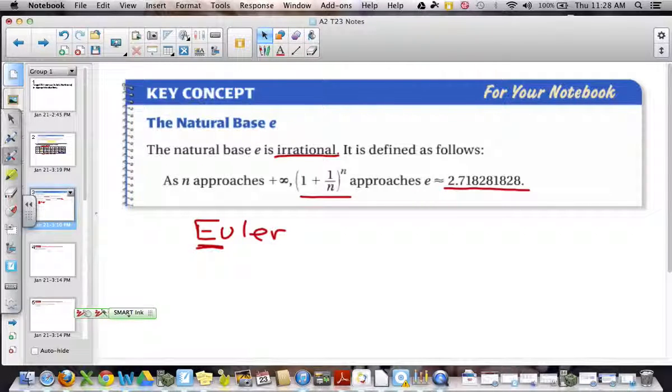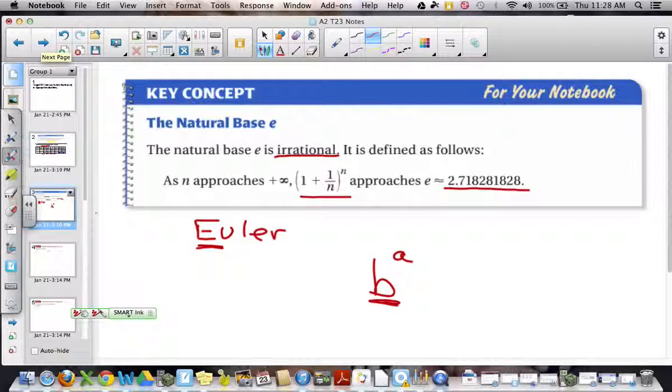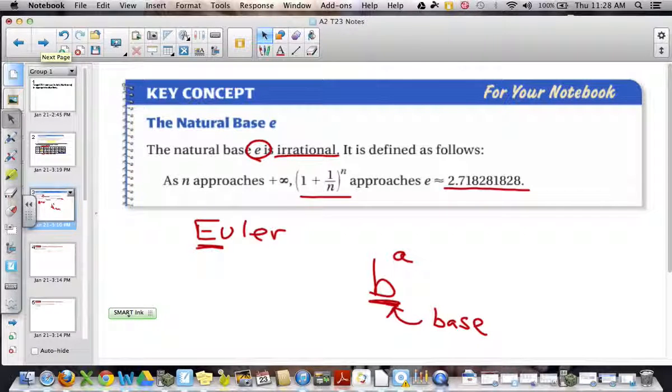So what we've been working with is exponential models, where you have b to the a power. And this b, what do we call that? We call that a base. So we use e as a base in an exponential expression. That's why it's called the natural base.